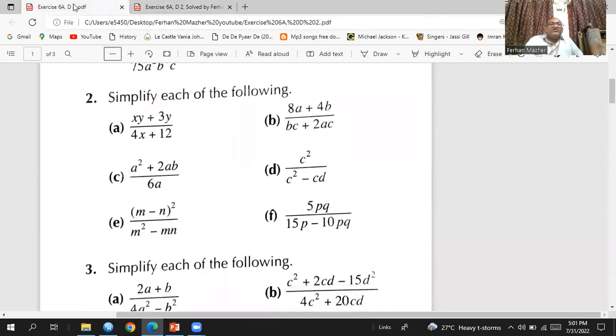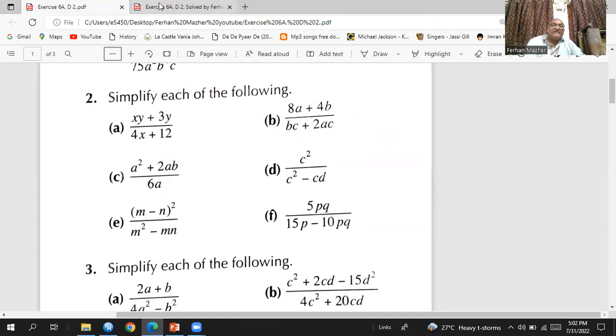Okay, my dear students, we are going to the next question. The next question is question number 2. It says A part. Here we have 2 fractions, and here factorization is involved. The numerator and denominator both are factorized, and then those factors will be cancelled with each other. So if you look at the A part, in the numerator, y can be taken as common, and in the denominator you see 2 terms are given, and you can take 4 common.